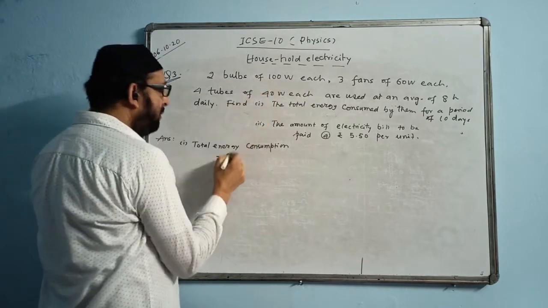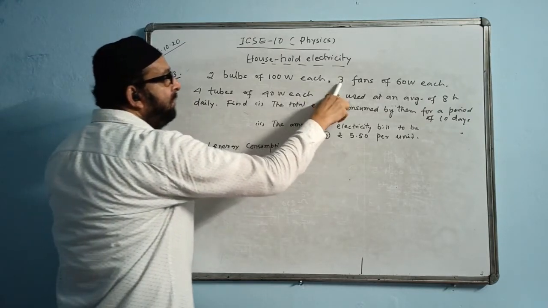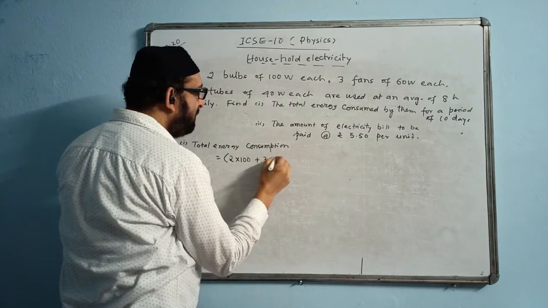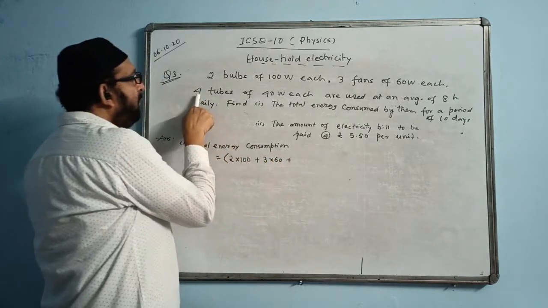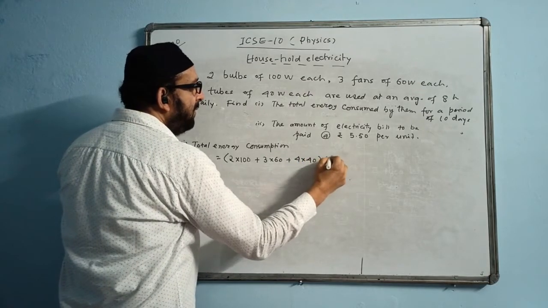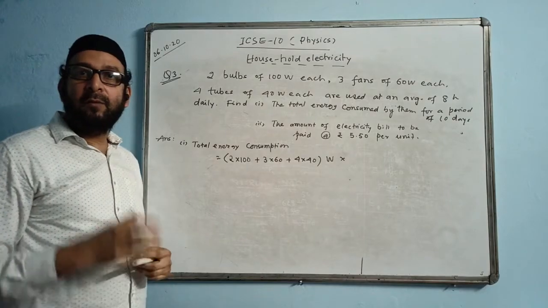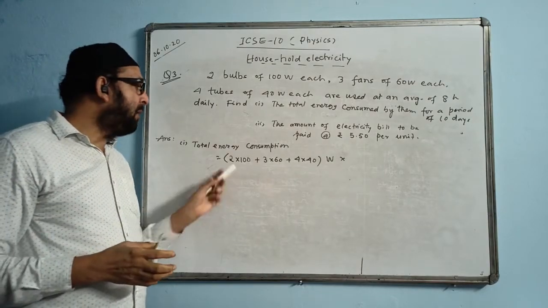Two bulbs of 100 watt will become 2 into 100. Total power will be 200, plus three fans of 60 watt, like that 3 into 60, plus four tubes of 40 watt, like 4 into 40. These are the values of power; total power is this much watt.